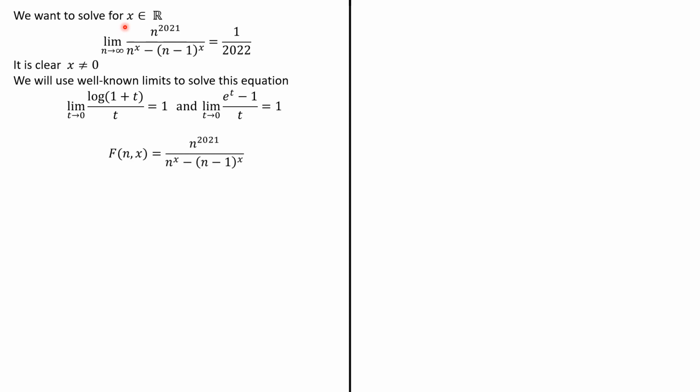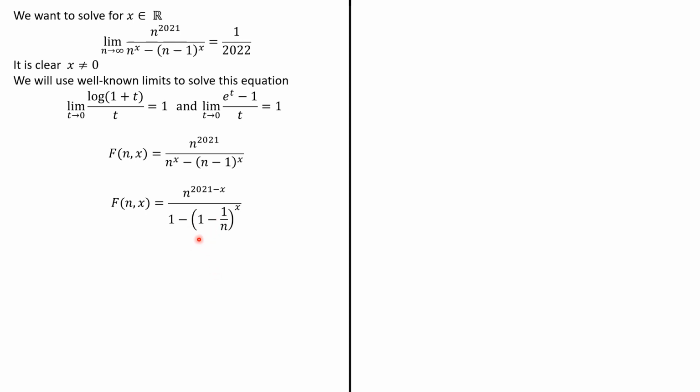So what I'm going to do next is get rid of this term. To do so, we just have to multiply both numerator and denominator by n to the negative x. And then we have this, because multiplying by n to the negative x is like dividing this term by n. So the remaining term will be 1 minus 1 over n, and that's right.